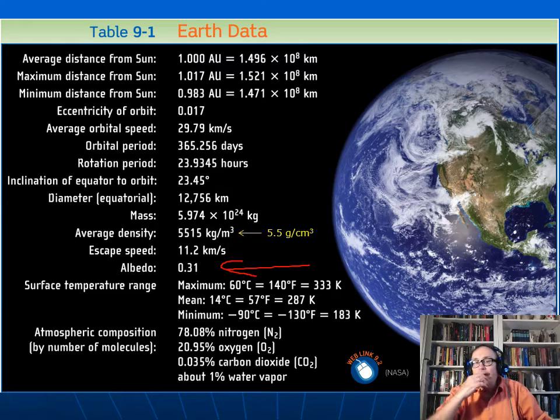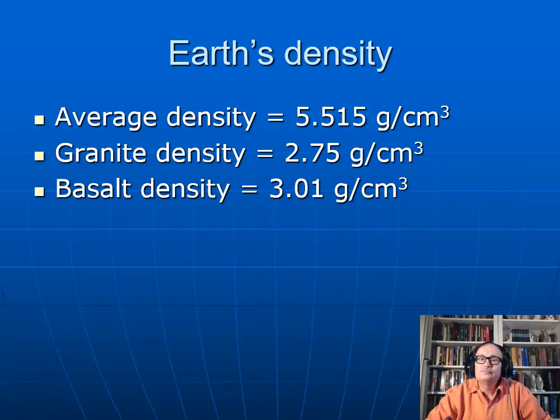Now, like I said, your book gives the average density as 5,500 kilograms per cubic meter. That works out to be 5.5 grams per cubic centimeter. I like to put it that way because in chemistry class, you often learn that water is 1 gram per cubic centimeter.